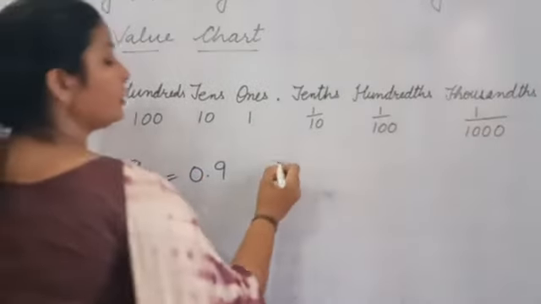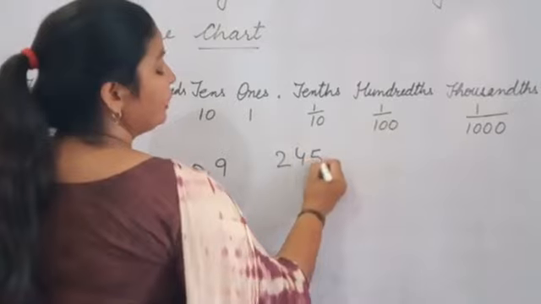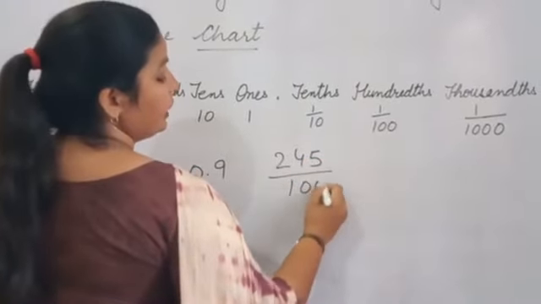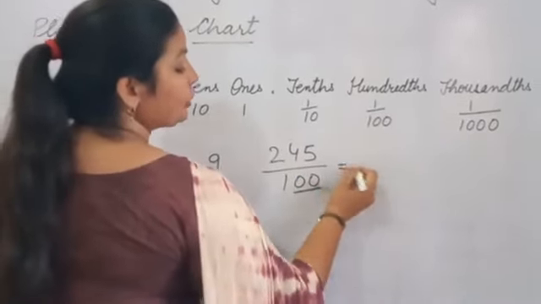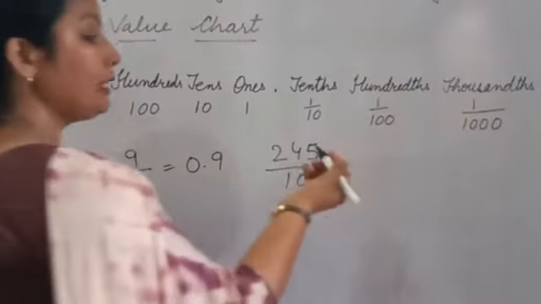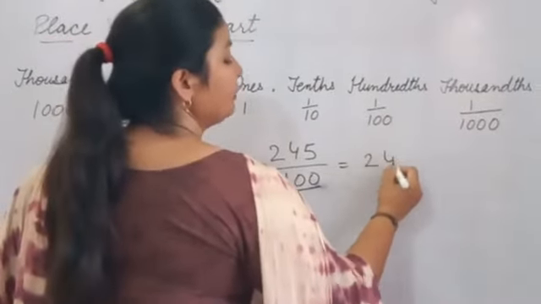Suppose you have 245/100. In 100 there are 2 zeros, so we will take 2 places of decimal. The numerator stays as it is, 245.